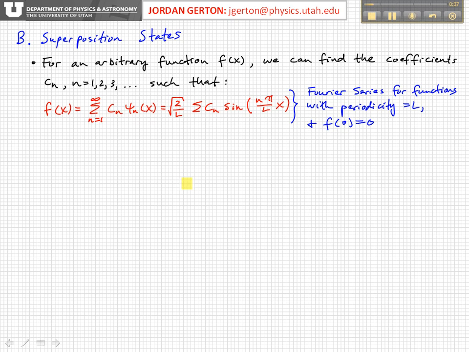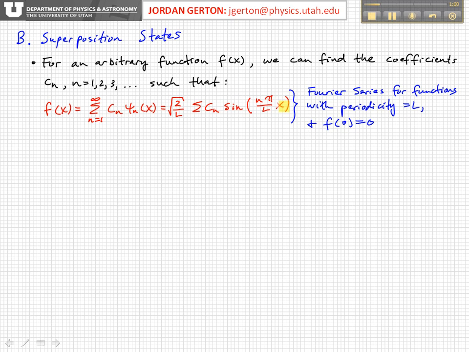Okay, so if you sum this series from n equals 1 to infinity, then you can make any arbitrary function f, again, that satisfies the boundary conditions by basically adjusting the amplitude coefficients c sub n appropriately. Since we know that our eigenfunctions are root 2 over L sine n pi x over L, this is just how you write it explicitly.